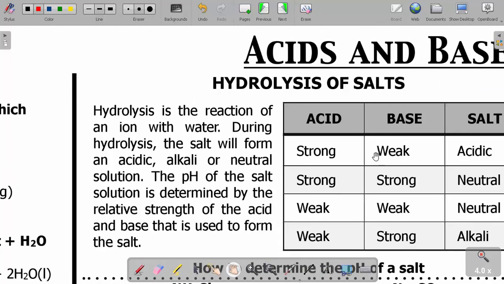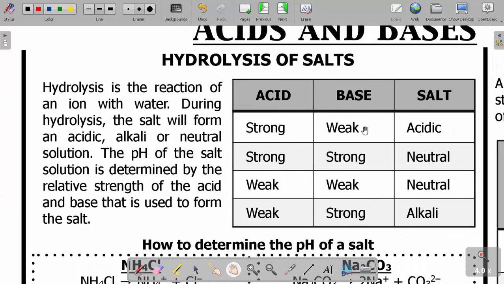Now again we have what we call hydrolysis of salts. Hydrolysis is the reaction. They will say define hydrolysis. If they say define hydrolysis, you say it is a reaction of an ion with water.